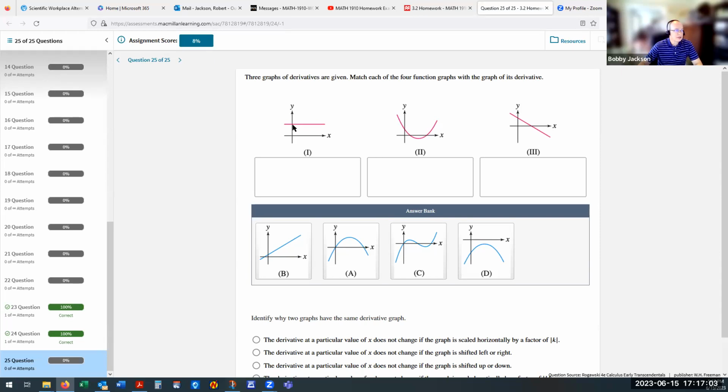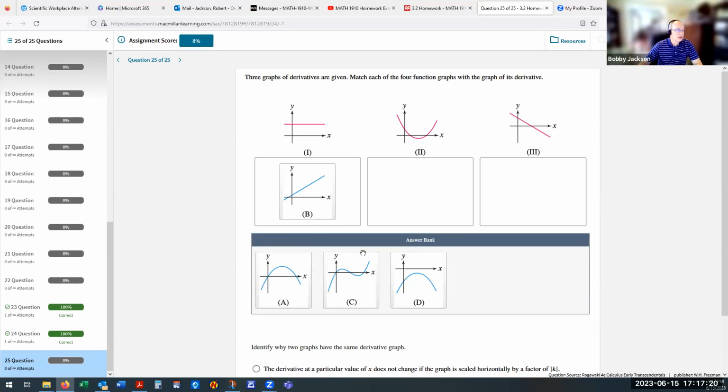The derivative is constant, meaning the function has to be a line, right? And the derivative is a constant, but it's always positive, which means the line has to have positive slope. Well, which one of these graphs is a line with positive slope? Obviously B, right? B has to be that one.